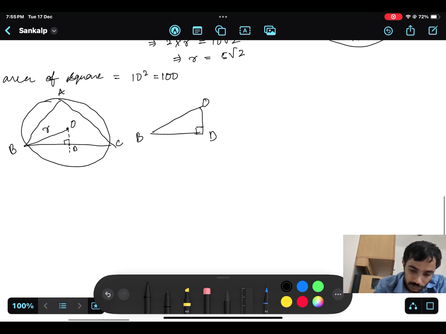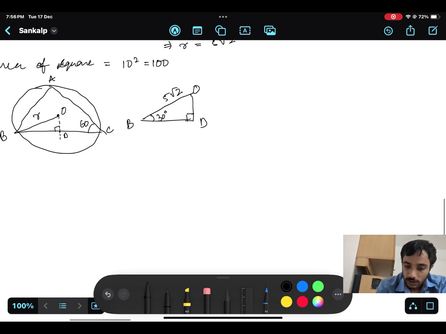R we know, which is 5 root 2, and the line joining the vertex to the center of the triangle will bisect the equilateral triangle. Now as this angle is 60 degrees, it will bisect it into 2 equal halves, so the angle OBD will become 30 degrees.